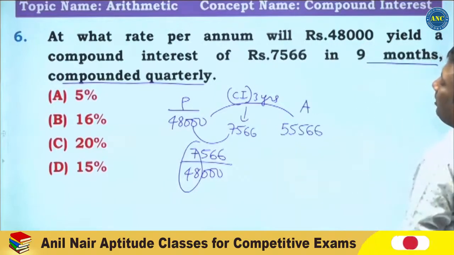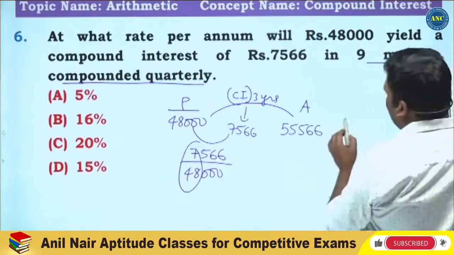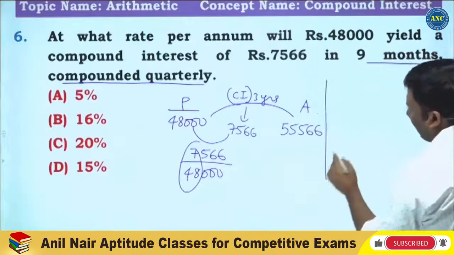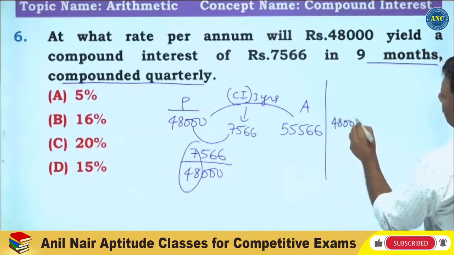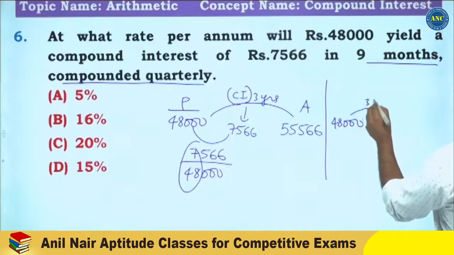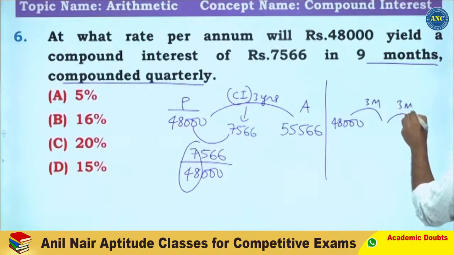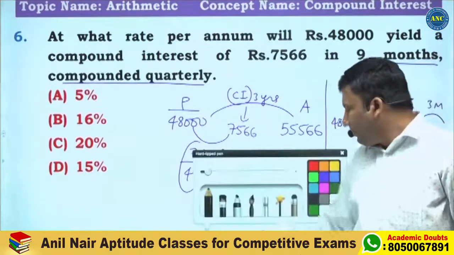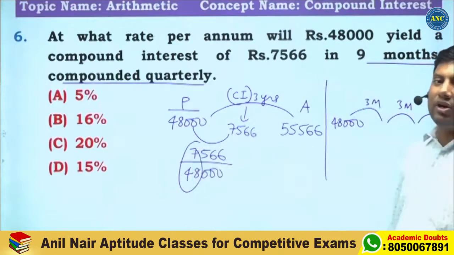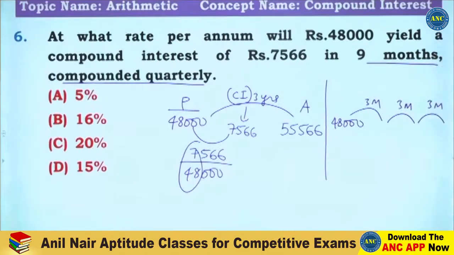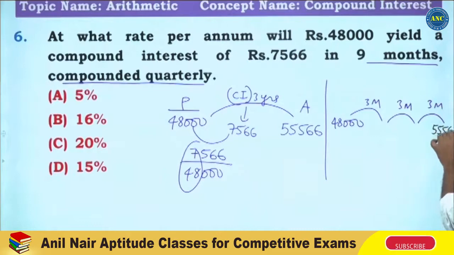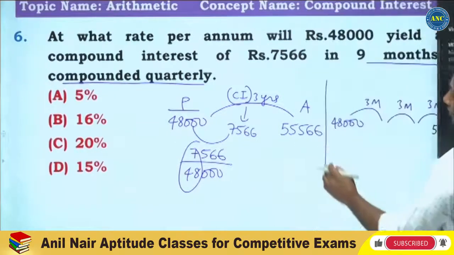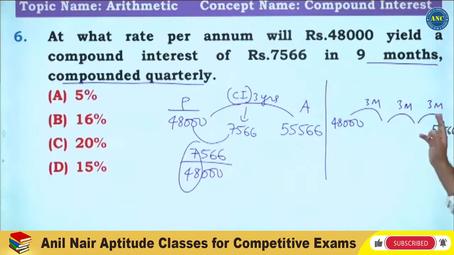9 months compounded quarterly. Quarterly means I will write the question like this: 48,000, in 3 months, again in 3 months, again in 3 months. Compounded quarterly, so this will become 55,566. Yes or no?